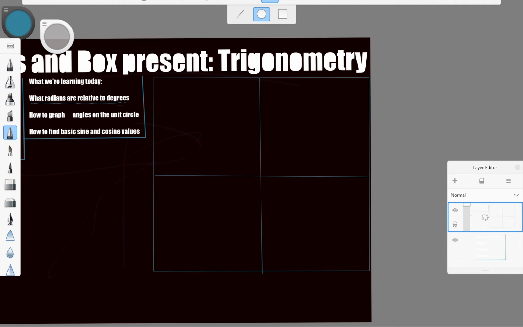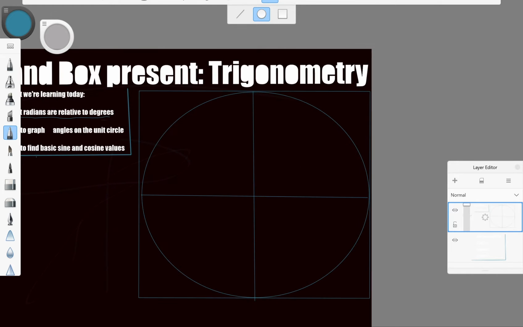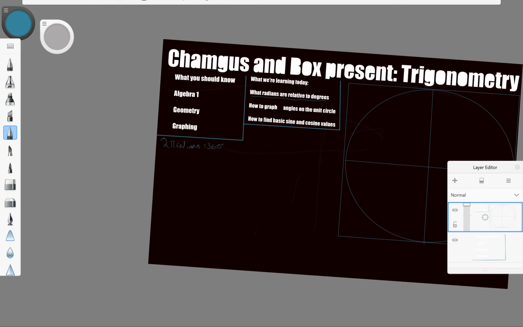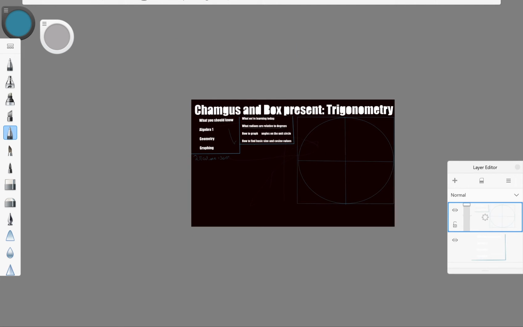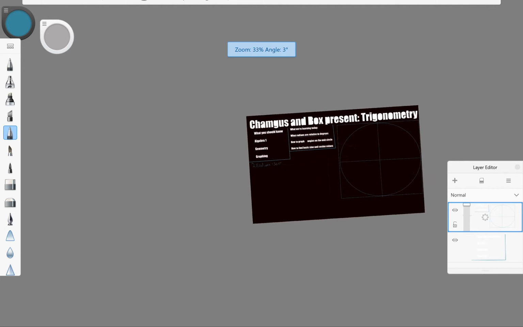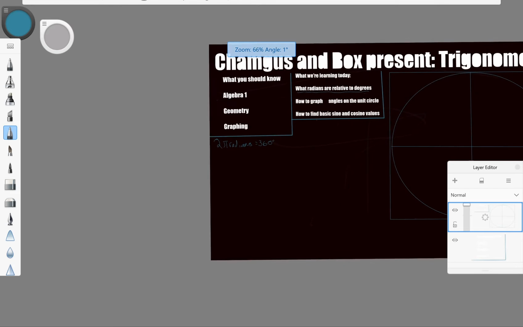Okay. Right. And then I remember how to make a circle. You drag to this corner. Good enough. More than good enough. Okay. Let's start with the basic principle. 2 pi radians equals 360 degrees. Now, I'll explain more about the circle later.